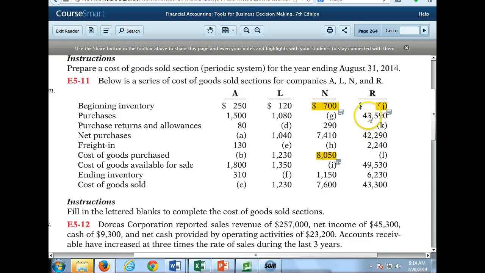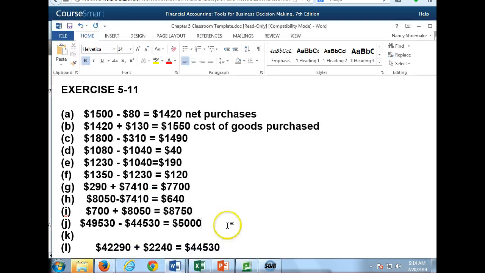Then if we have our purchases of $43,590 minus our returns and allowances, purchase returns and allowances will give us our net purchases. So to complete K, we're going to take our $43,590 minus our $42,290 to equal $1,300 purchase returns and allowances.